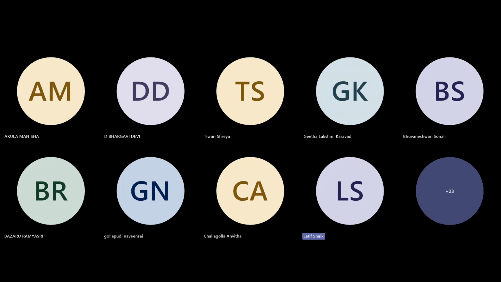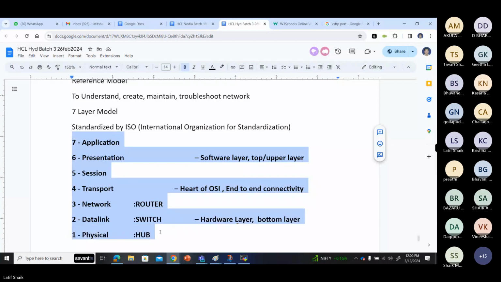So, the 7 layers of the OSI model, Open Systems Interconnection. When you are communicating in the network, or you want to troubleshoot a network, or maybe you are maintaining the network, you have to keep all these functionalities of the 7 layers in mind.